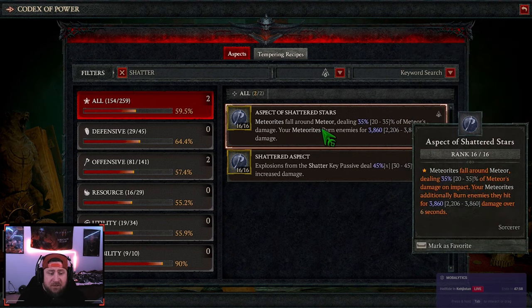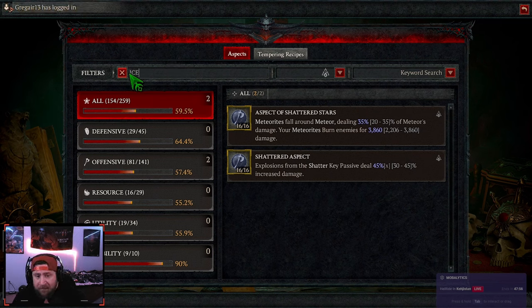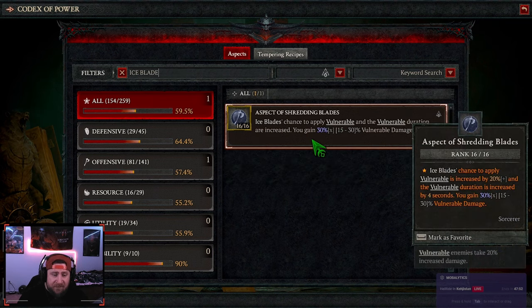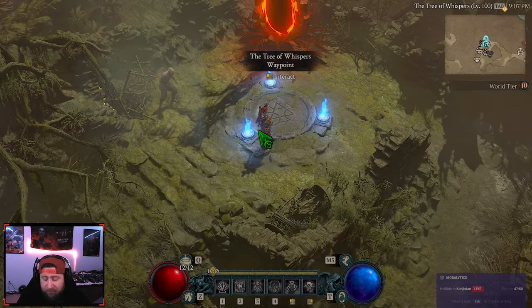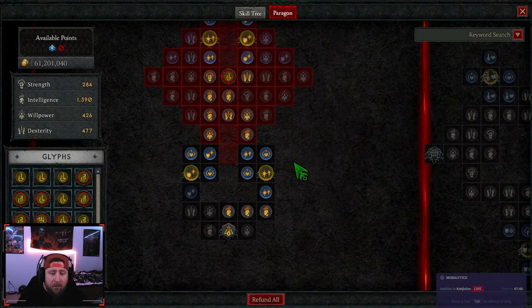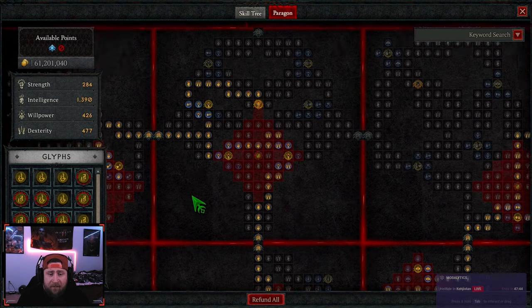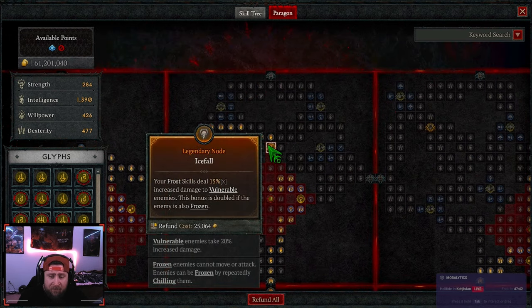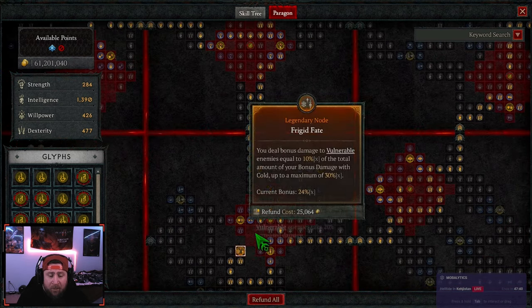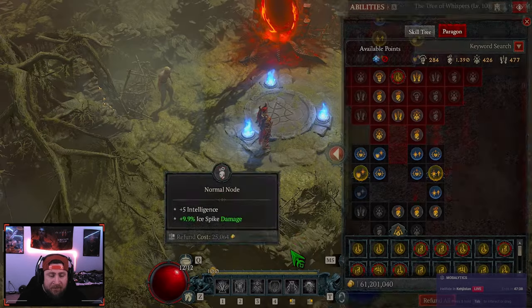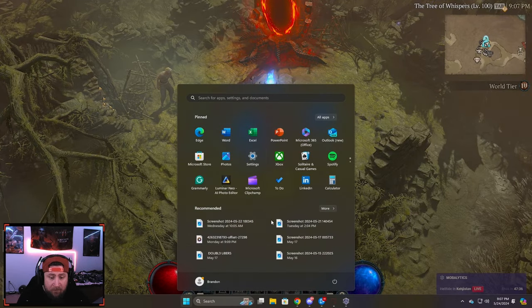Not Shattered, excuse me, it's Ice Blades. Shredding Blades, sorry. This is not working at all. And then in the Paragon board, there's a couple of glyphs that are not working. We're still taking them, but Frigid Fate as well as Icy Fall or Ice Fall, these are not applying correctly. We're not getting the full damage from these. So for those who did not know.